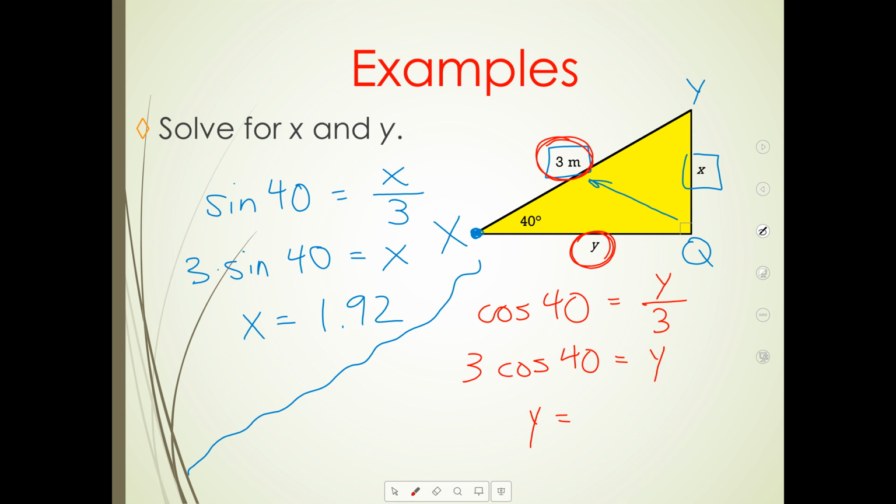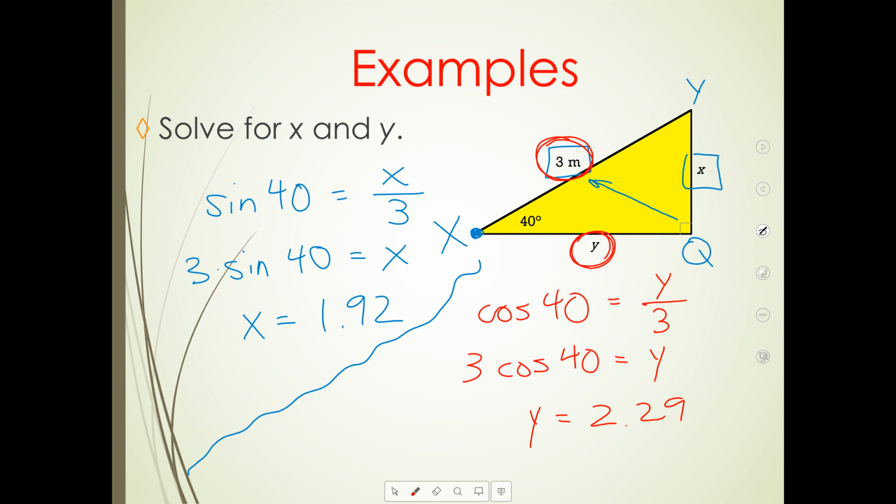Okay, what's y? 2.29. Confirmation? Okay, we're good. 2.29. If you opted to use Pythagorean theorem, you would get the same answer. So at some point, you're going to have to decide what you want to do. If you really love Pythagorean theorem, then you can solve for y using it. However, I would recommend staying with the trig because you're going to need practice with the trig calculations.